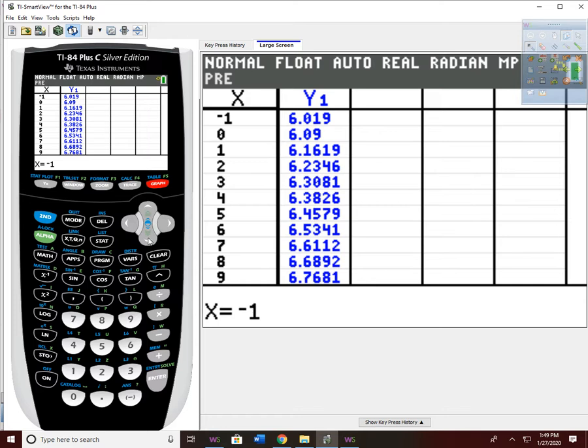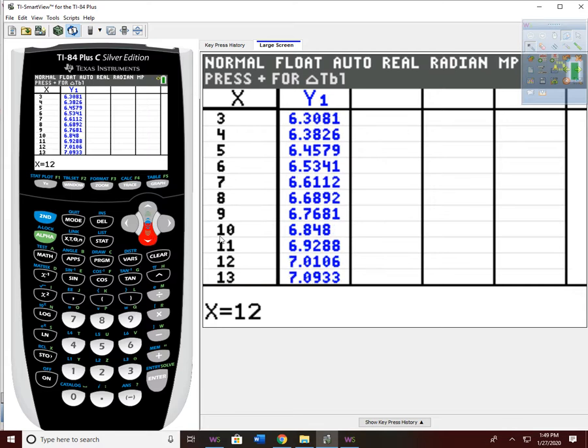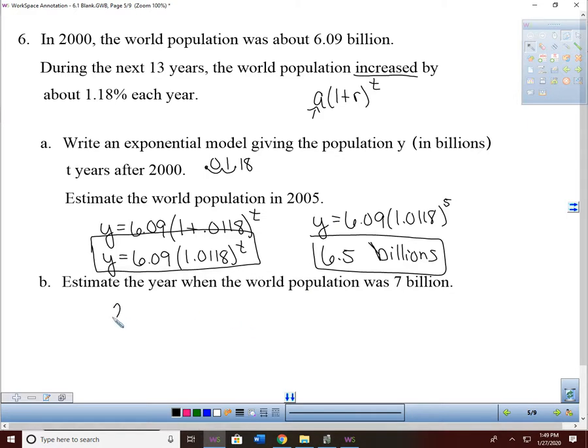All right. So when I get up to 9 years after 2000, I'm still at 6.7. All right, so in year 11, I'm at 6.9. Year 12, I'm at 7. So I've crossed over in year 12. So 12 years after 2000 would be about 2012.